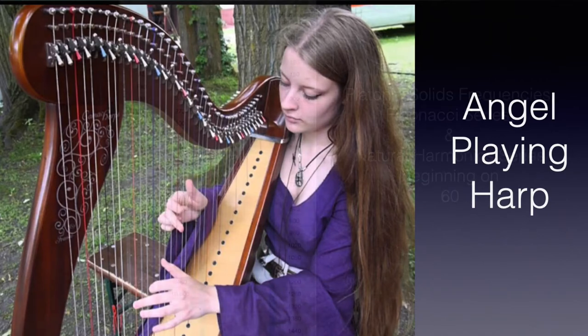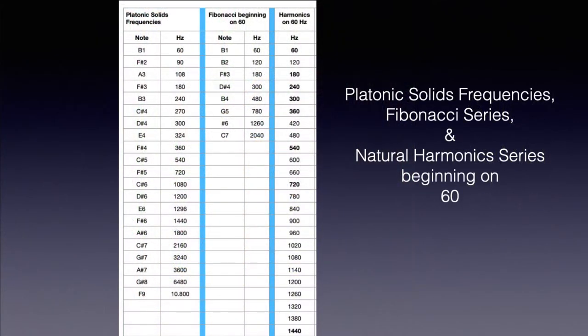And this is just a little chart that I put together about the Platonic frequencies that we just talked about, 60, 90, 108, and some of these other ones, 720, 1080, and how similar they are to the Fibonacci sequence and the natural harmonic scale as well. So there's a lot pointing to the importance of these sequences of numbers.